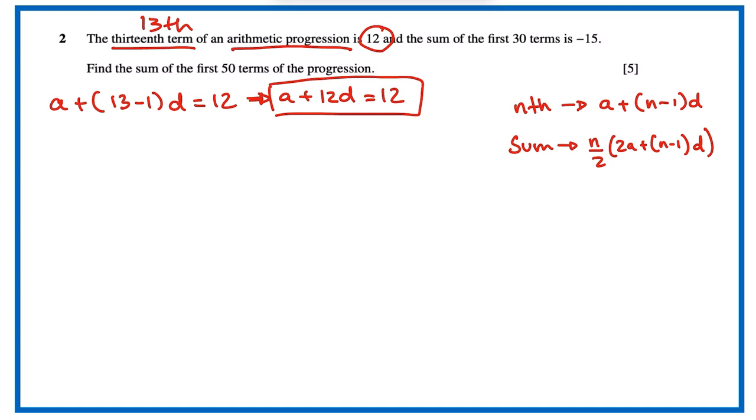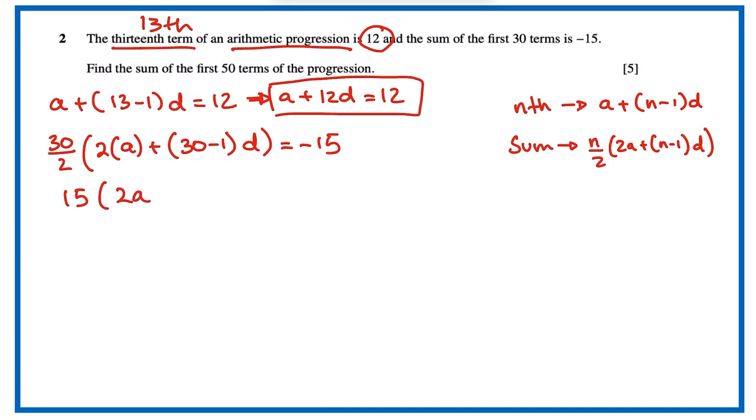That will be using the sum formula. So that will become, in this case, 30 divided by 2 bracket 2a plus, my n is 30, so it'll be 30 minus 1 times d, which is equal to minus 15. So 30 divided by 2 gives us 15. That would be 2a plus 29d is equal to minus 15.